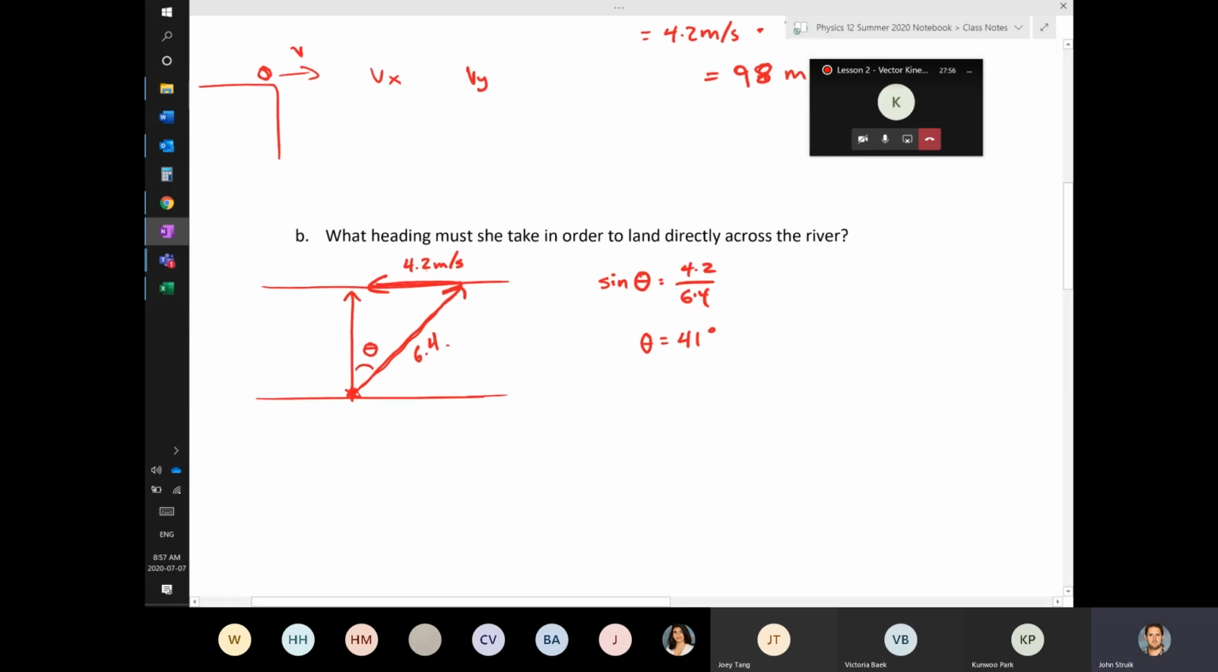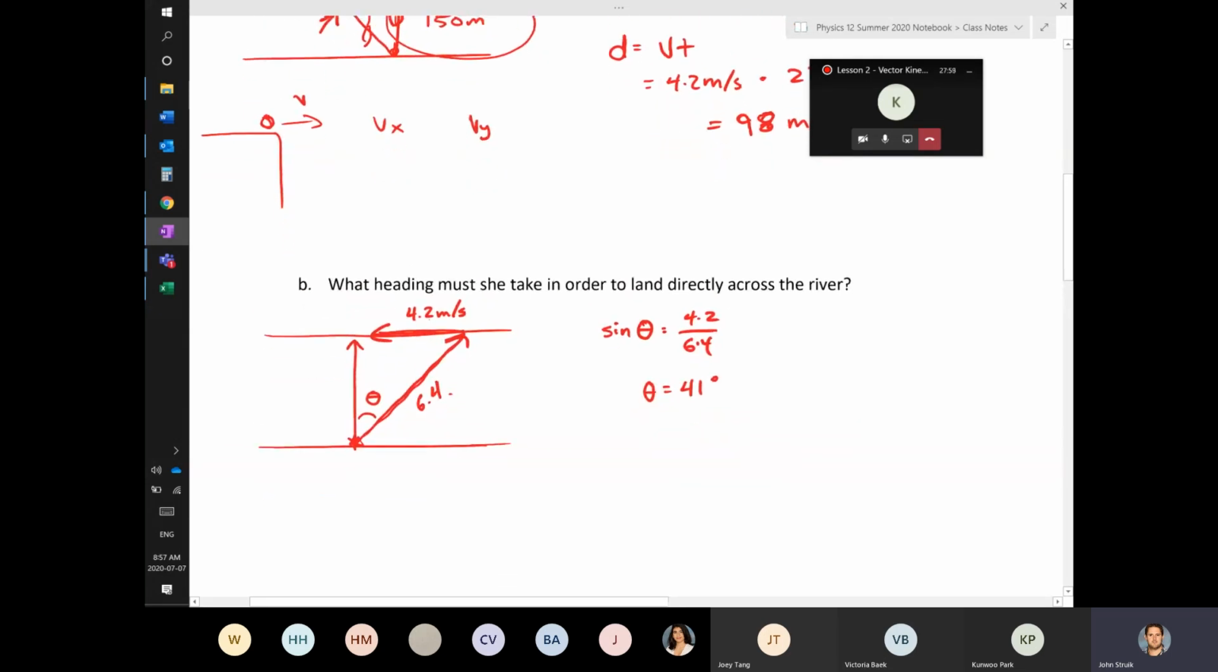Now, keep in mind that this works because she can paddle faster than the actual river. If the river was faster than her paddle, this would be impossible. There's no heading that she could take that would land her directly across. Because if this was 8.2, you can't have a hypotenuse that's bigger than a side. So your hypotenuse, which is the kayaker's speed, has to be bigger than the velocity of the river. Any questions about that one?